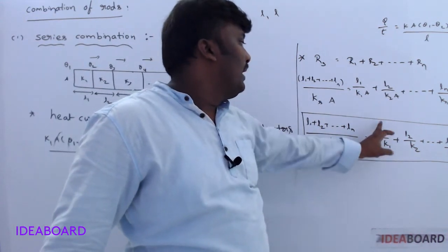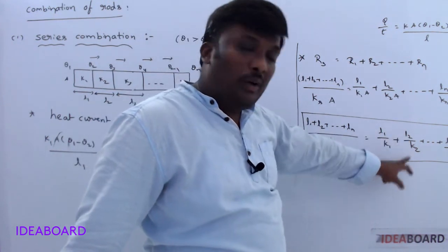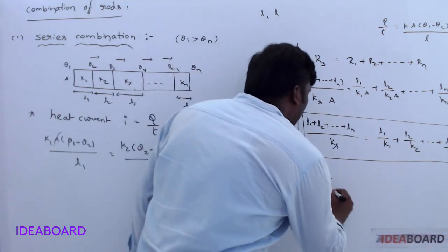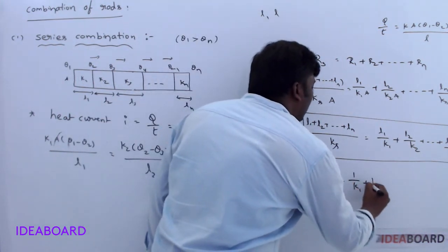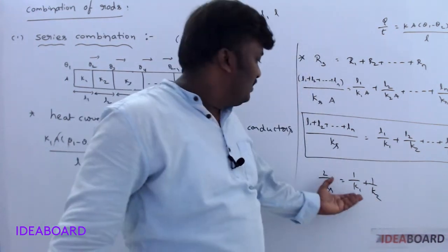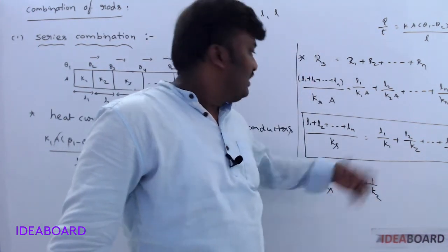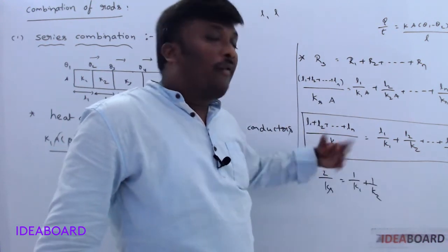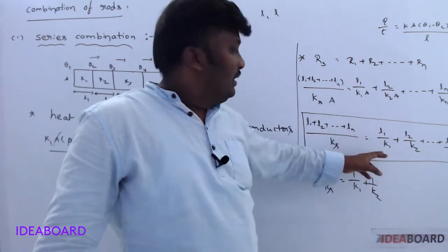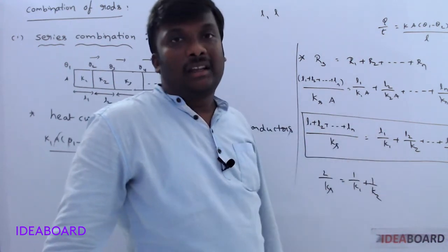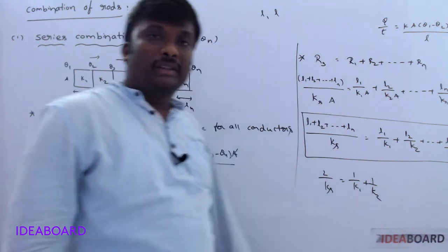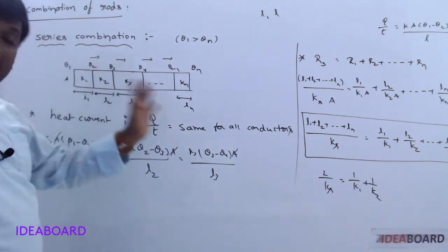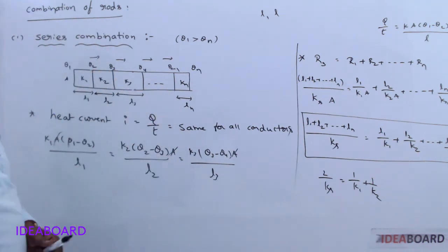2L by Ks is equal to L by K1 plus L by K2. L is common, L cancels. Then you get 2 by Ks is equal to 1 by K1 plus 1 by K2. So for 2 rods, the answer will be like this. For 3 rods, 3 by Ks is equal to 1 by K1 plus 1 by K2 plus 1 by K3. So according to the number of rods you take, the formula will change. By using this formula, you can get the effective coefficient of thermal conductivity. So series combination indicates end to end. Every time the heat current remains the same.